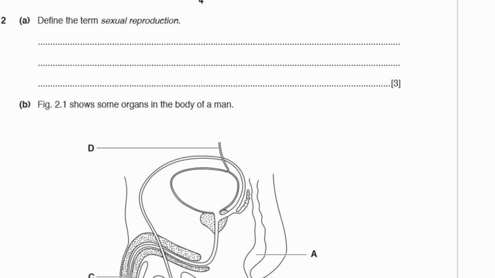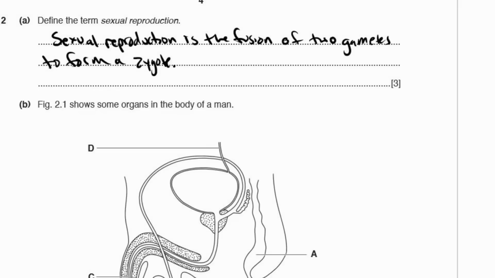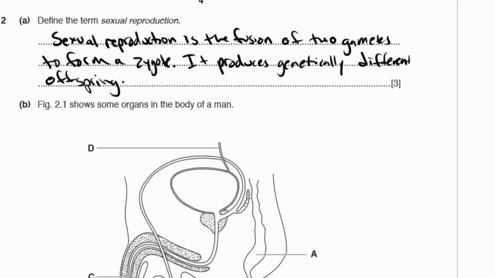Okay, sexual reproduction is the fusion of 2 gametes to form a zygote. You can't just say the sperm and the egg because plants have pollen and eggs, pollen and ovules. Okay, and the other thing about sexual reproduction, this is a 3-mark question, is it produces genetically different offspring. So 1 mark is saying it's a fusion of 2 gametes, another one forming a zygote, and then another one saying it's genetically different offspring.